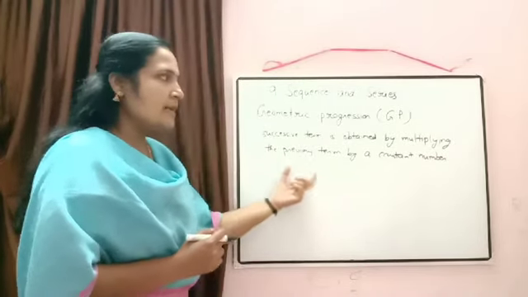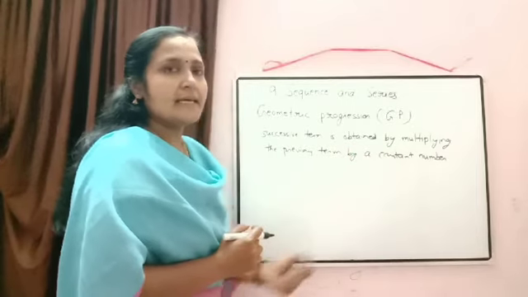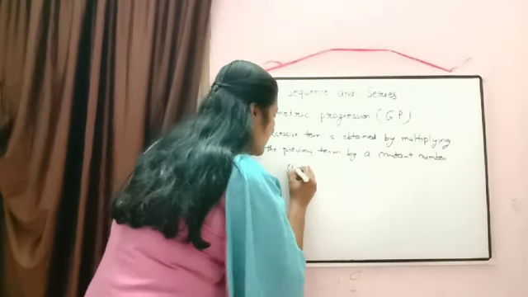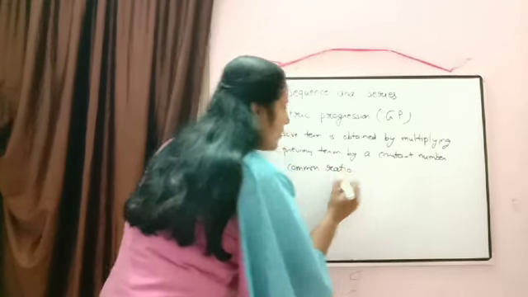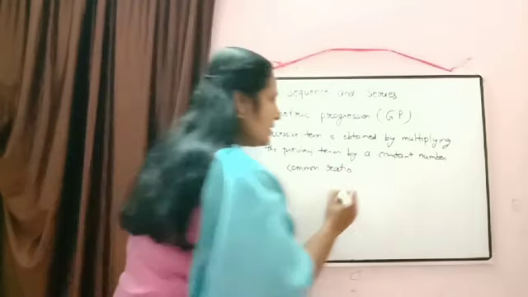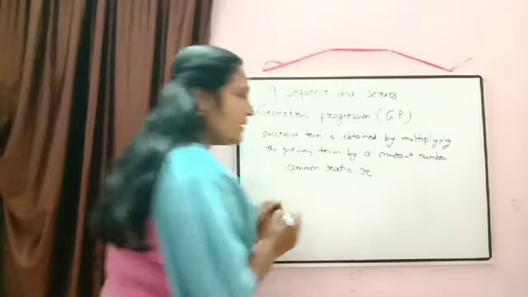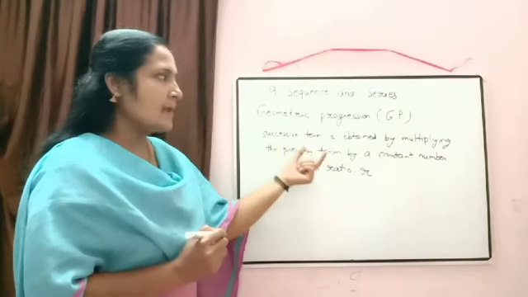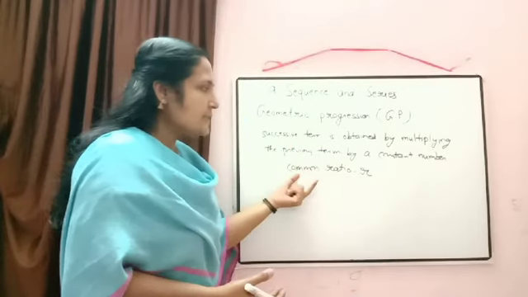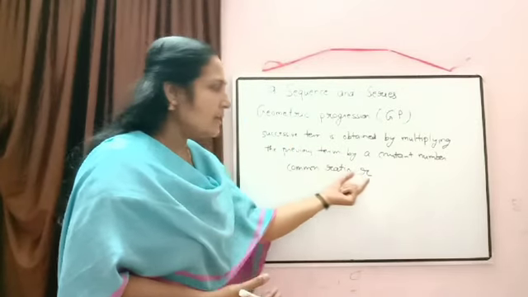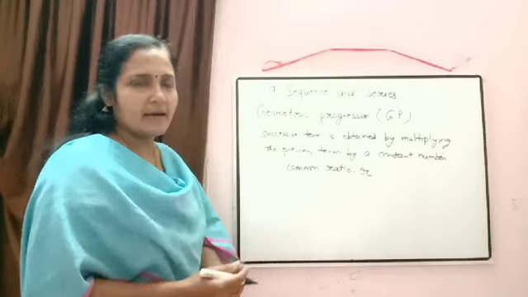And just write down here that the constant number is called the common ratio and is denoted by the letter R. The constant number by which we are multiplying to get the next terms is called the common ratio, and it is denoted by the letter R.